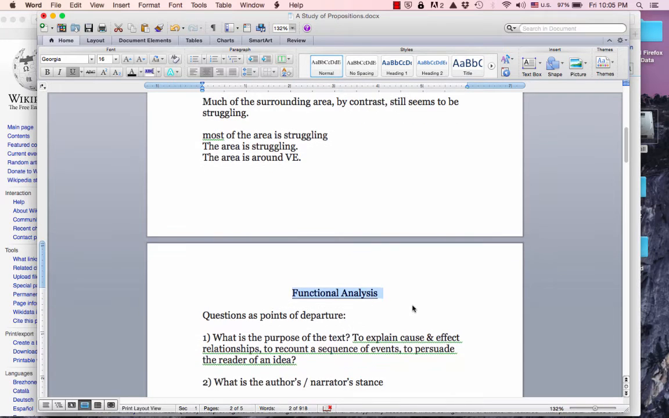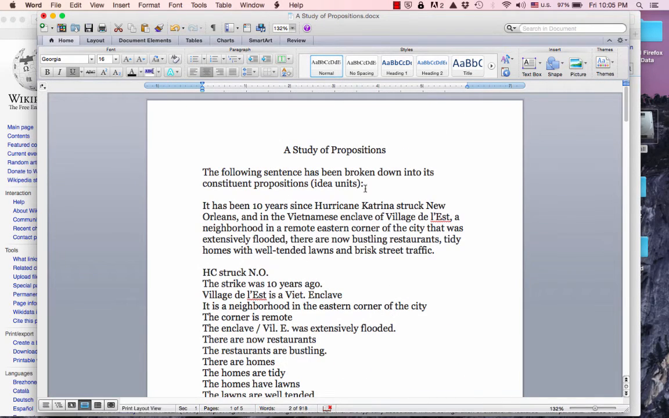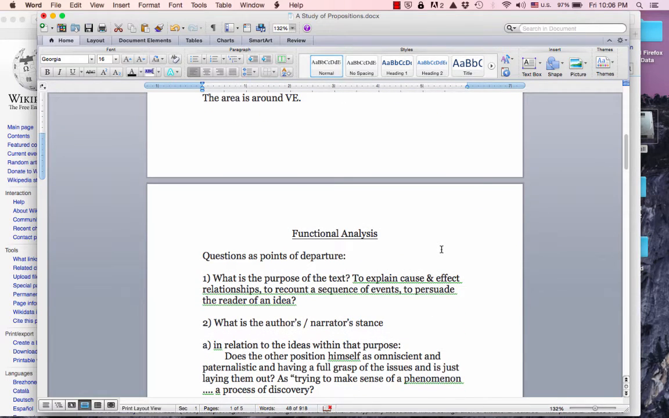Okay, we are going to embark on a functional analysis of a particular text, and I will be using this text that I used in another video for the study of propositions. And what we're going to do is conduct a Schepa-Grell-esque inquiry into the text.